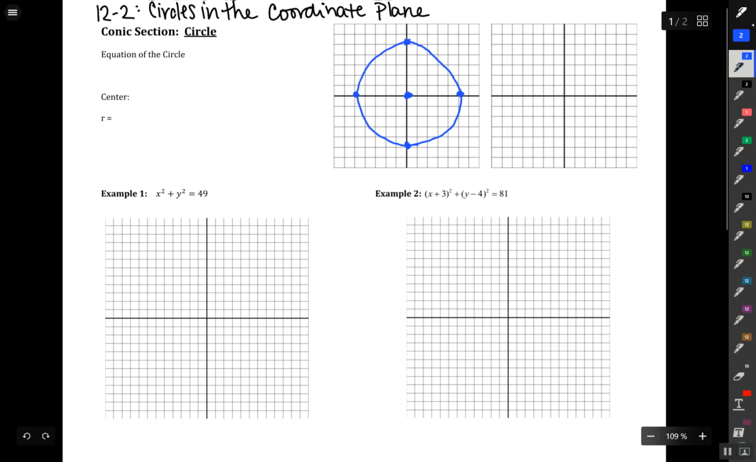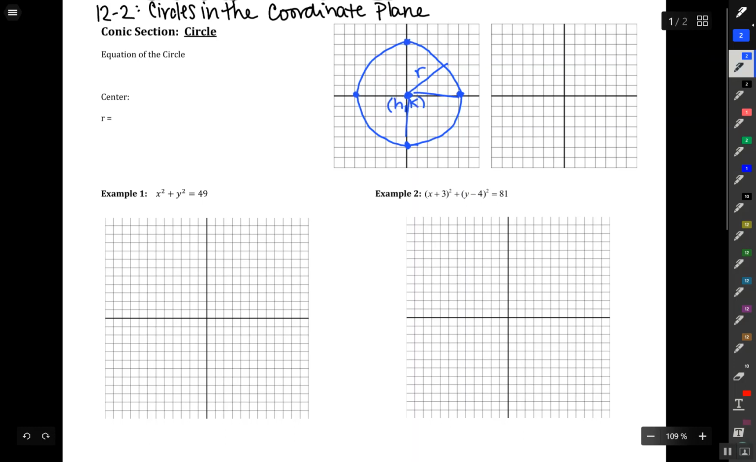So there's a center, and in general, we're going to call this center (h, k). And there's a radius. Ideally, this radius is the same wherever you draw a segment from the center to any of the points on the circle. The definition of a circle is the set of all points that are equidistant from a given point, which is the center.